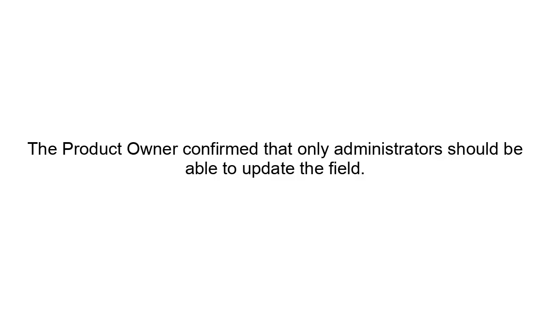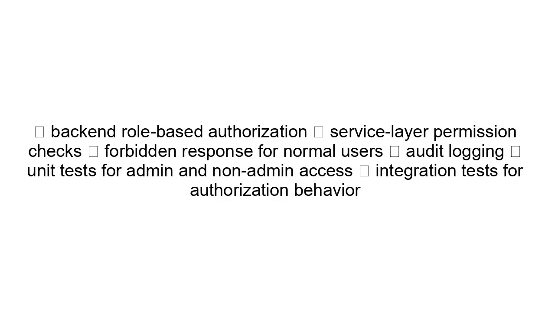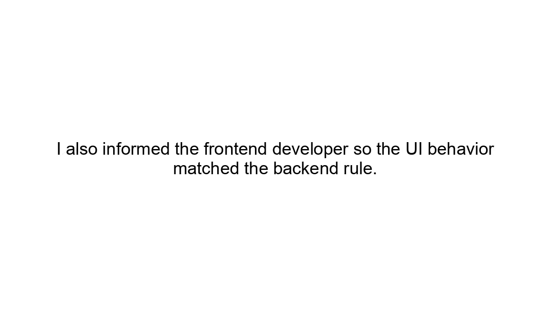The product owner confirmed that only administrators should be able to update the field. I documented the decision in the acceptance criteria. Then I implemented backend role-based authorization, service layer permission checks, forbidden response for normal users, audit logging, unit tests for admin and non-admin access, and integration tests for authorization behavior. I also informed the front-end developer, so the UI behavior matched the backend rule.